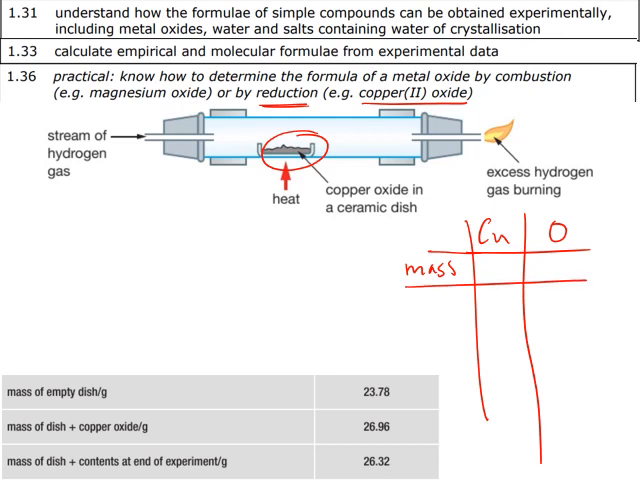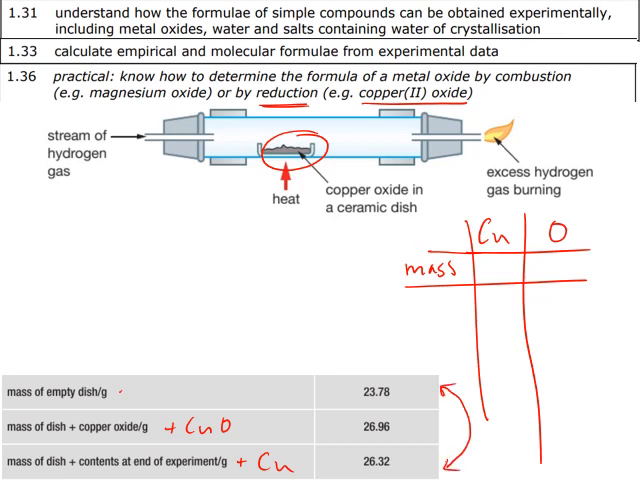To do that, we look at our results. So we had the mass of the empty dish first, then we had the mass of the empty dish plus copper oxide, and then here we had just the mass of the dish plus the contents at the end of the experiment. At the end of the experiment, the oxygen reacted with the hydrogen forming water, and that leads on to our next experiment, but we just had copper remaining. So to find out the mass of the copper, we need to do this value minus this value.